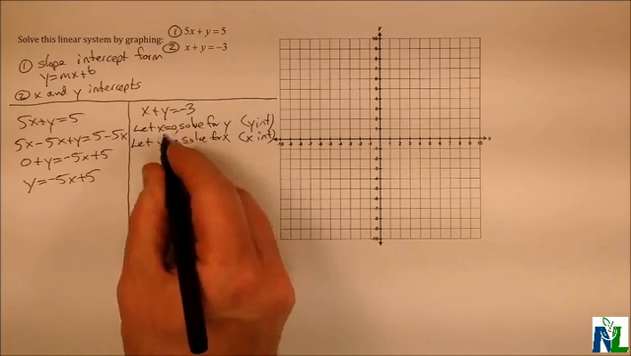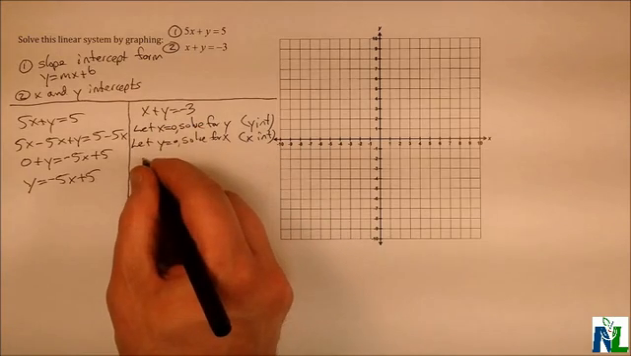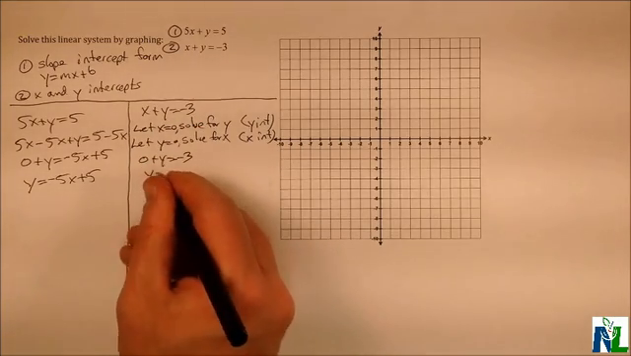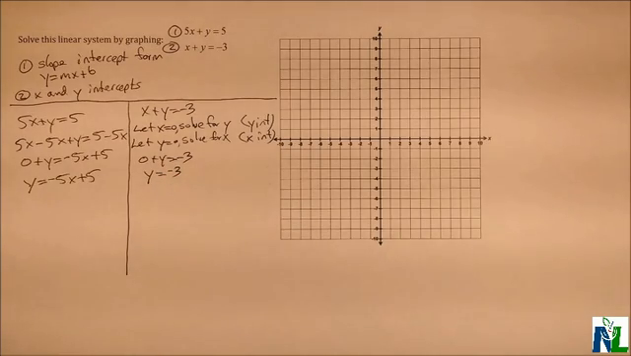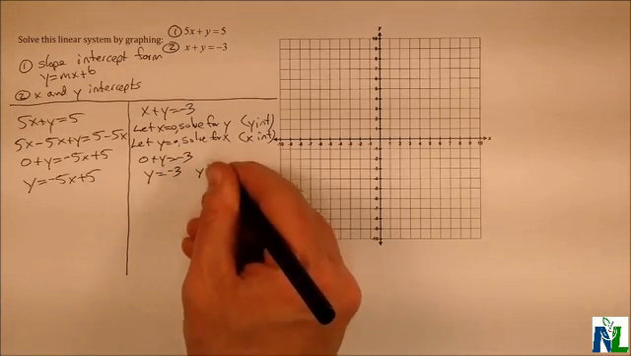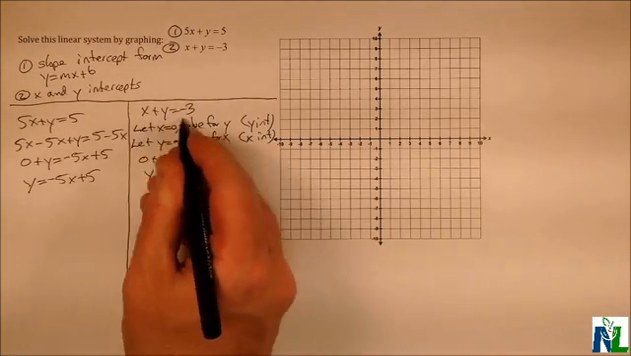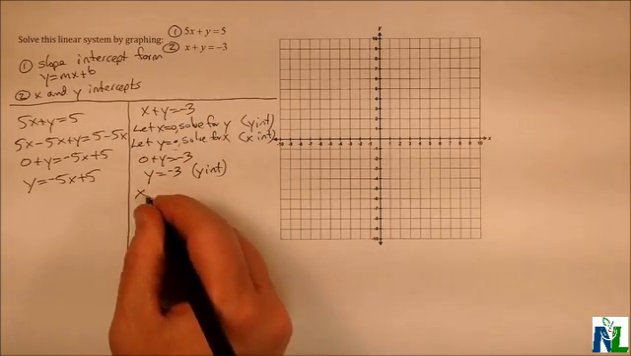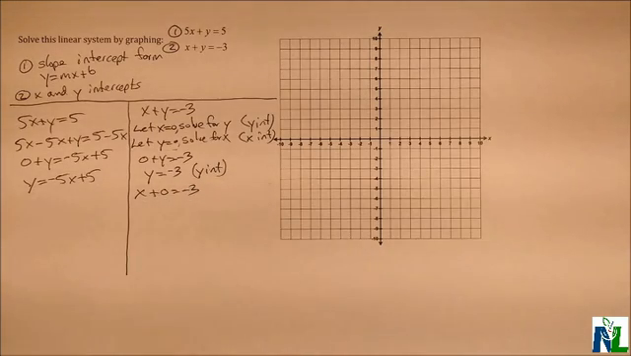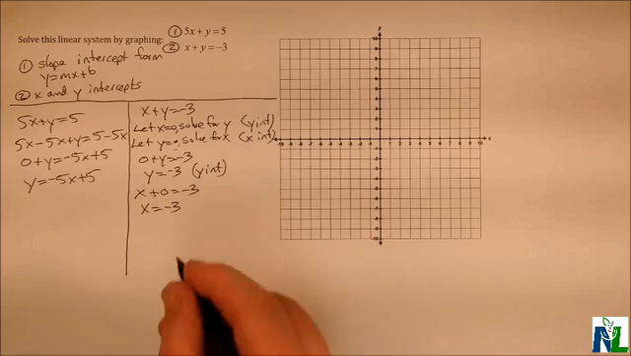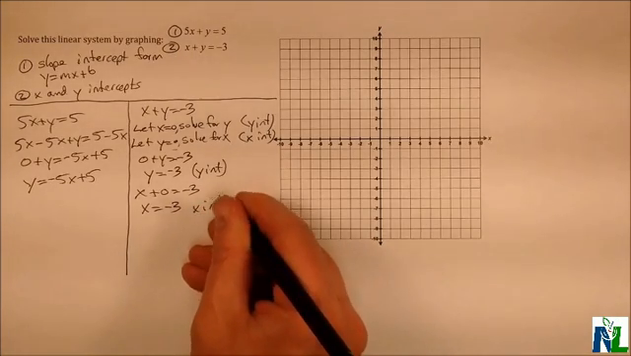So if I let x equal 0 in this equation, I'll get 0 plus y equals negative 3. 0 plus y is y, so I just get y equals negative 3. So this is the y-intercept. If I let y equal 0 in this equation, I get x plus 0 equals negative 3. x plus 0 is x, so I get x equals negative 3. So this will be the x-intercept.